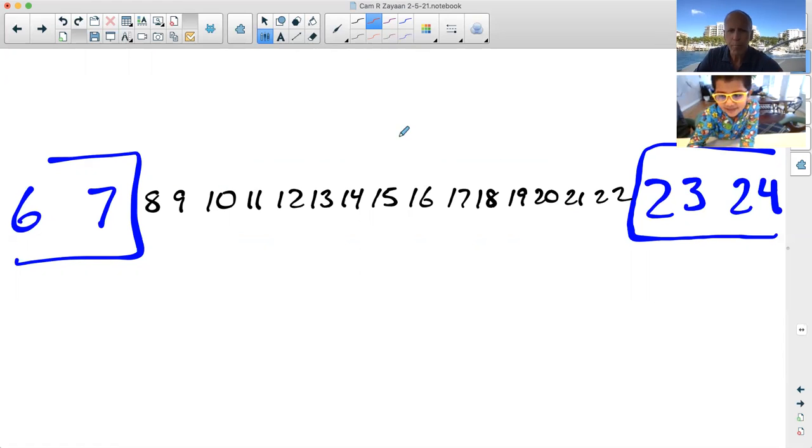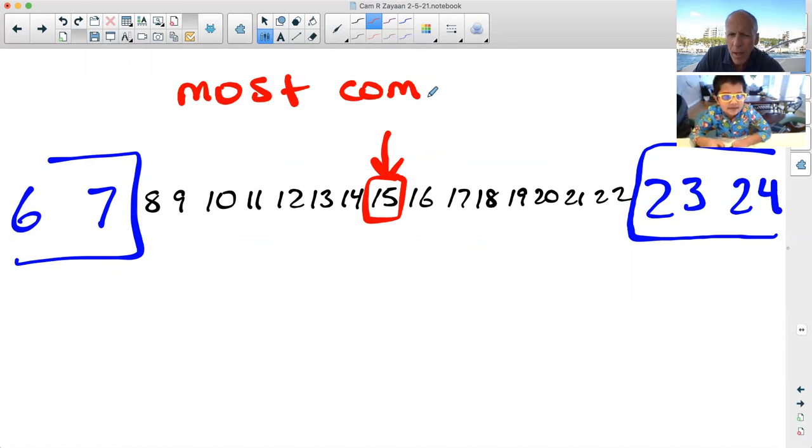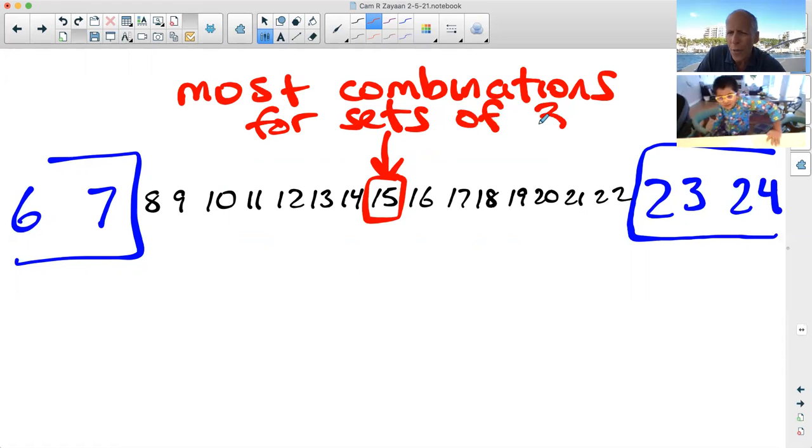1, 2, 3, 4, 5, 6, 7. I know it. It's 15. Zayaan, I am so proud of you, buddy. You found it. You found it. This number should have the most combinations for sets of 3 digits.